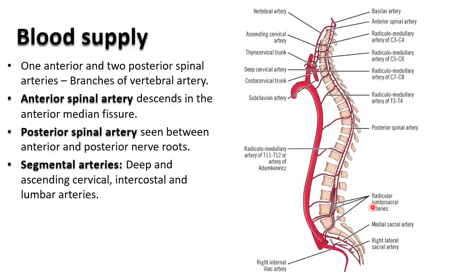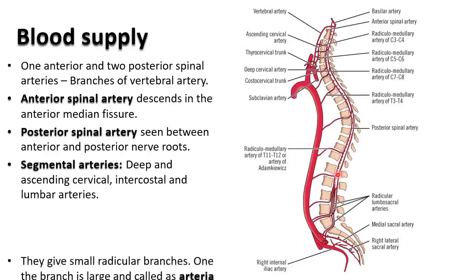As you are able to see, the radicular branches arise from the vertebral, ascending cervical, deep cervical, intercostal, lumbar, lumbosacral and sacral arteries. All these give out radicular branches which reinforce the anterior and posterior spinal arteries.